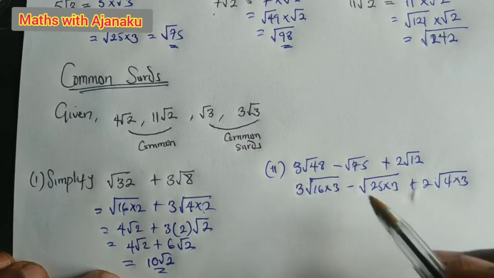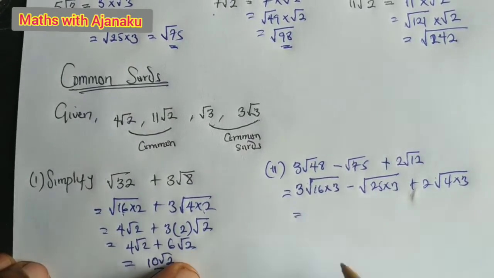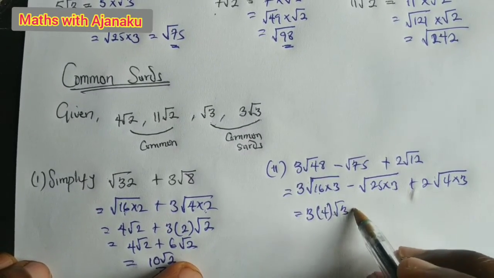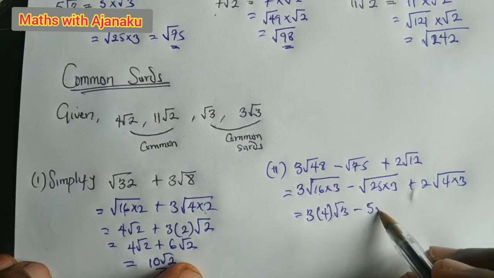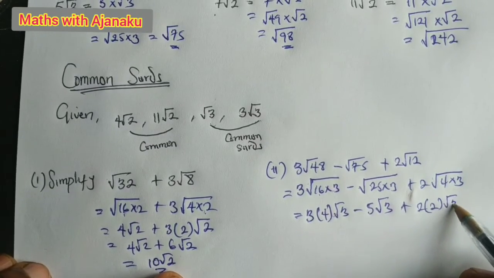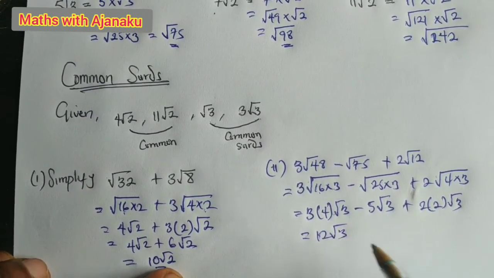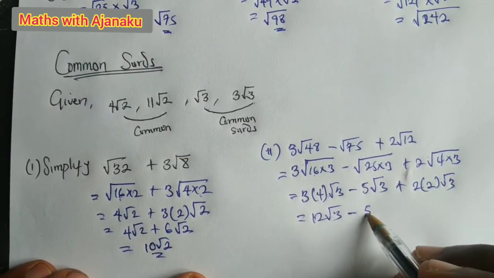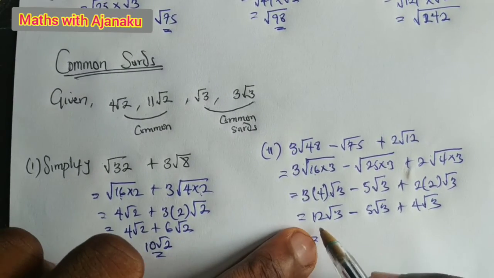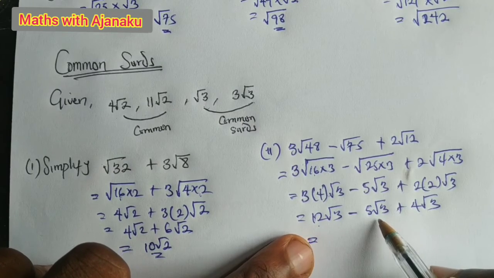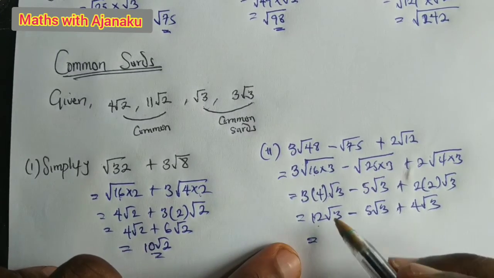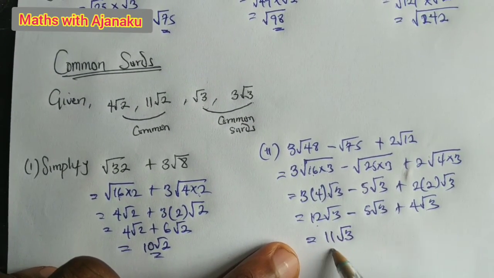Now, after extracting the maximum perfect square and simplifying further, the square root of 16 is 4, times root 3, minus the square root of 25 is 5 root 3, plus 2, the square root of 4 is 2 root 3. So this will give me 12 root 3 minus 5 root 3 plus 4 root 3. And then obviously 12 root 3 minus 5 root 3 will give me 7 root 3. 7 root 3 plus 4 root 3 should give me 11 root 3.